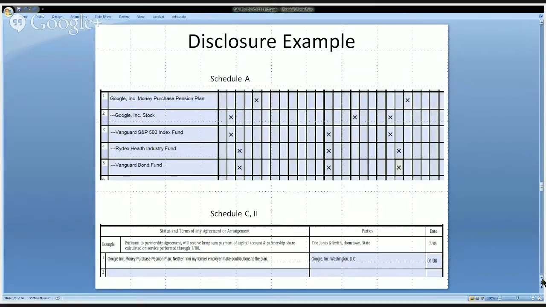So again, if they're held within a money purchase pension plan, the reporting requirements remain the same for a stock, a fund, or any other holding. So you want to be familiar with the reporting requirements for the underlying holdings. You can see also here that we have the entry from Schedule C Part 2. We indicate that no further contributions will be made. We have the date that the plan was entered into and the parties to the plan.